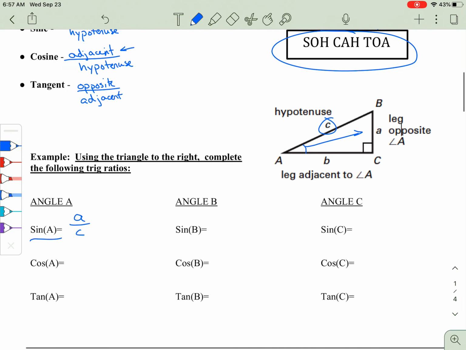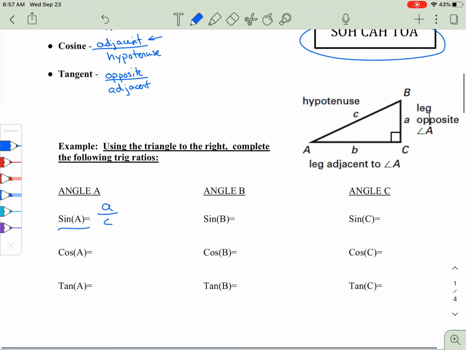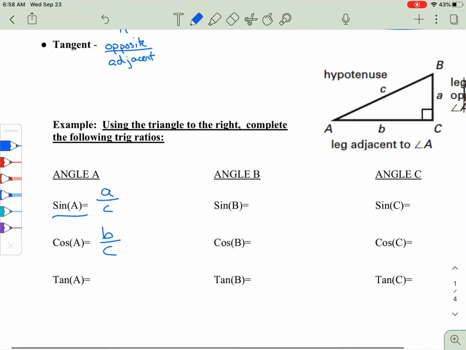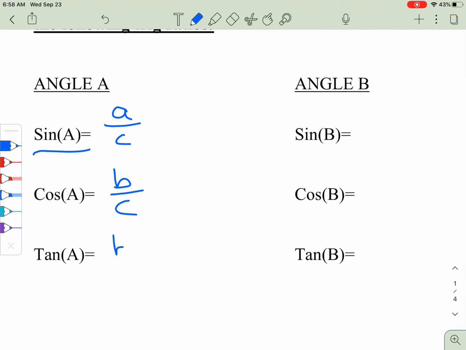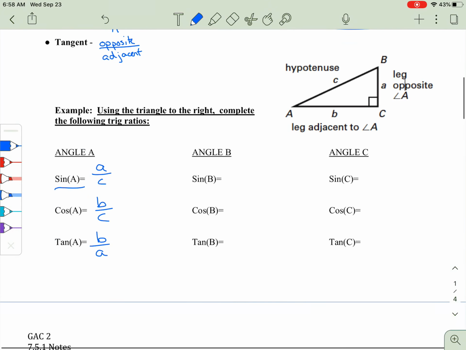So adjacent to A, that's the closest side. So here's A. The closest side is B. And the hypotenuse is still C. Okay. Then tangent of A is the opposite over adjacent, which of course I got wrong. I meant to put A over B.